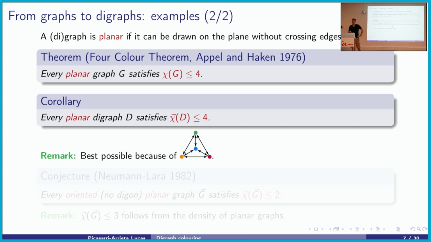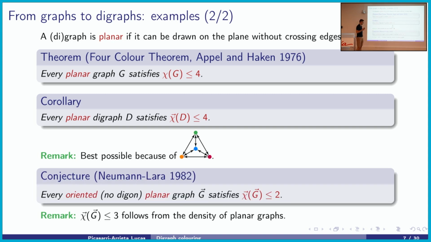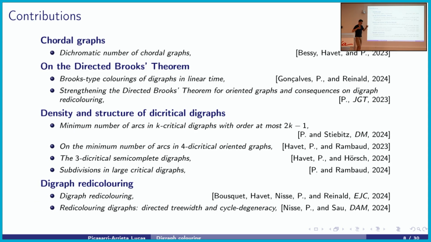But then we can ask what is happening for oriented graphs. And this is one of the most celebrated conjectures on the dichromatic number, which says that, in fact, the dichromatic number of every oriented planar graph should be at most 2. This is the conjecture of Neumann-Lara. And we know it is at most 3 just because of the low density of planar graphs, but for 2 it is open.